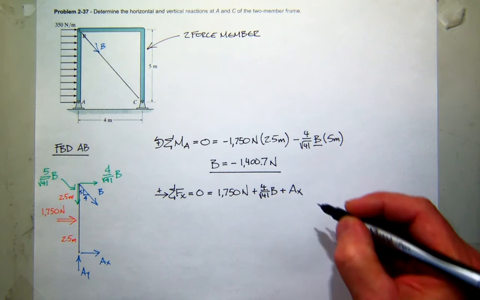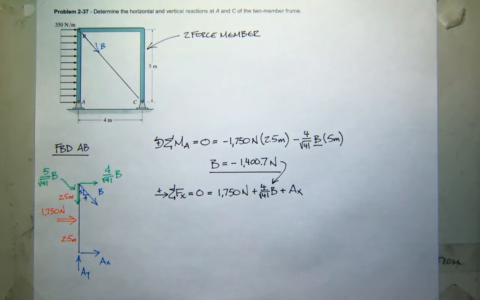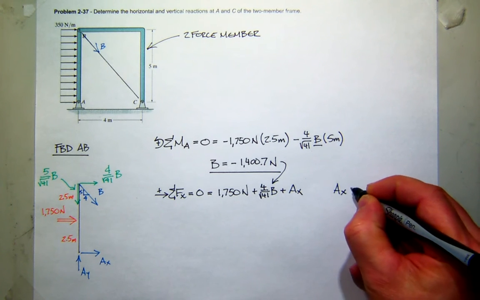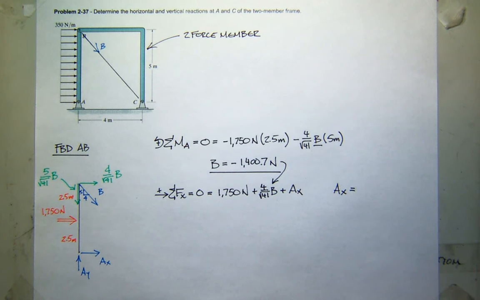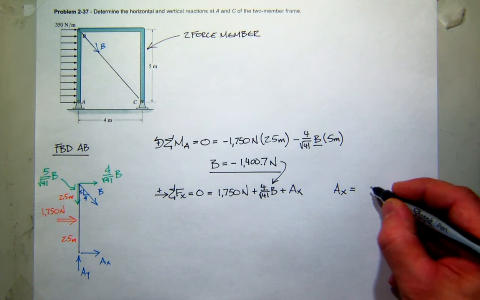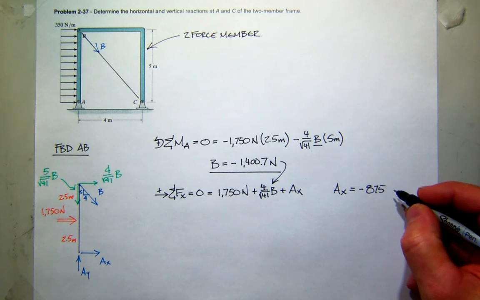Okay, so when we plug B into here, what value do we plug in? Negative 1400. So what is AX? Negative 875. Anybody else get that? Yep. And that's newtons.